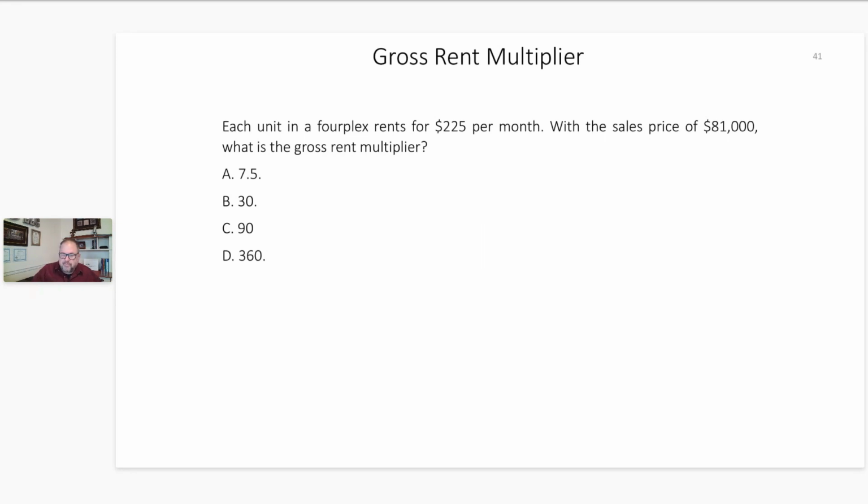Okay. Now, they could give you a fourplex that rents for $225 per month. And they'll say in there, the GRM is 90. What is the value of the property? Okay. So again, value equals GRM, which is 90 times 900, 81,000 would be the answer. So it's just an algebraic equation that you have to appropriate depending on what you have to find. Okay. Here it's a gross rent multiplier. So you're going to divide the value by the rent.